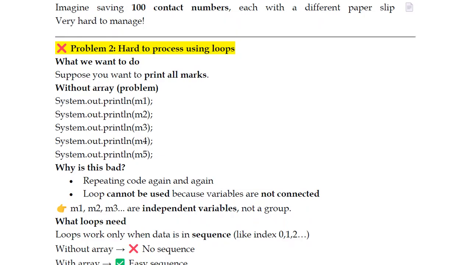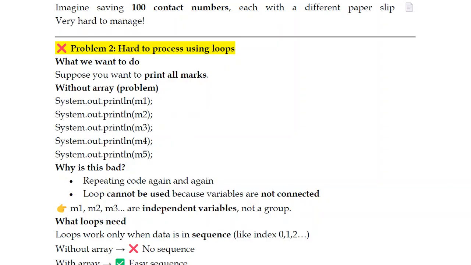What is issue number 2? How to process using a loop. If you would like to print all the marks of the students, for 5 students, it's not an issue without an array. For 5 students, you type System.out.println and m1 till m5.